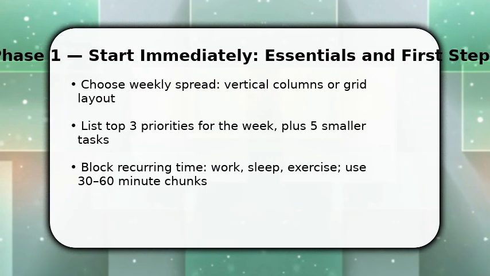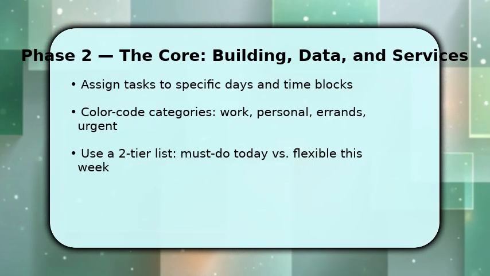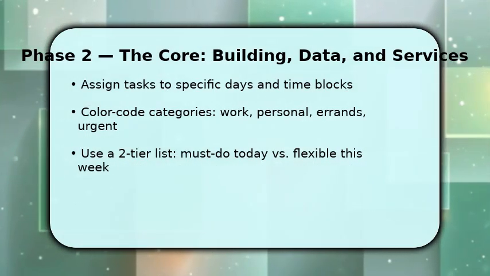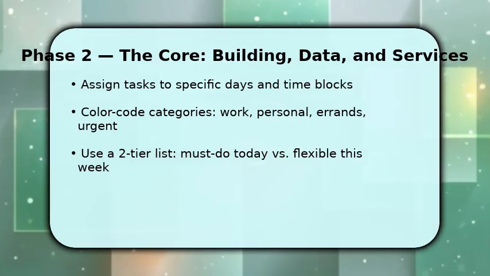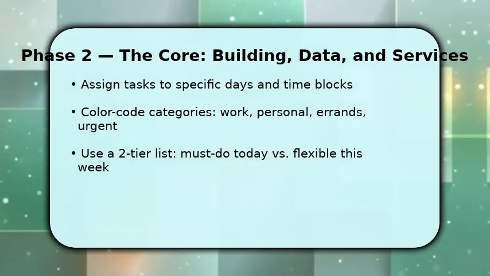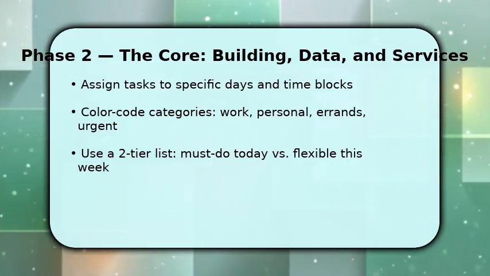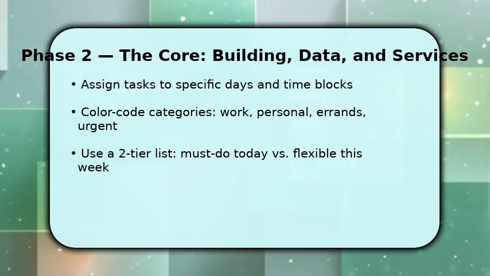Now you translate priorities into scheduled work. Assign each task to a specific day and time block. This turns vague goals into actionable steps. Use color coding for categories: work, personal, errands, urgent, so your eye finds context quickly.